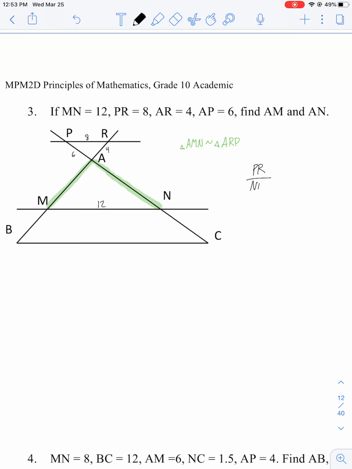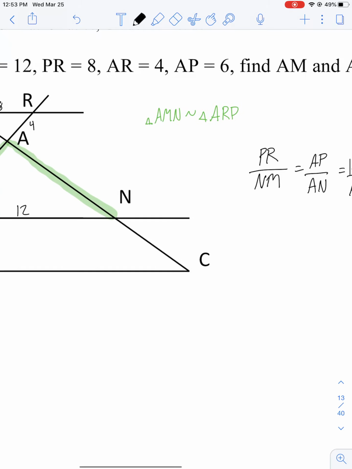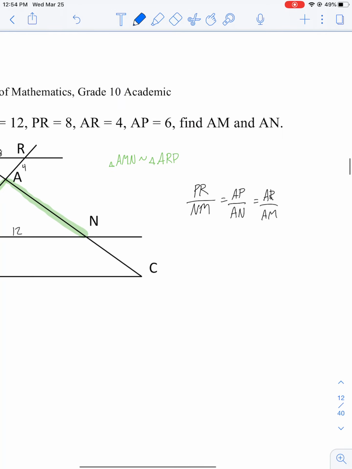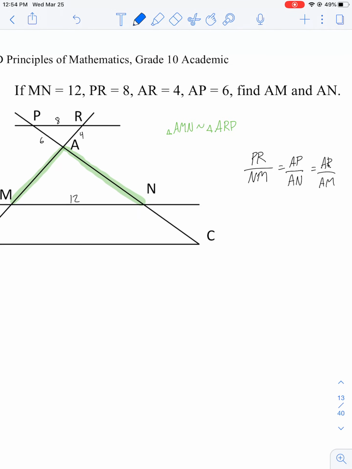So that ratio needs to be in the same ratio that AP is to AN, and that AR is to AM. Once again, we have 3 sets of equations there, or 2 equal signs. We can just work with bits and pieces at a time. So let's take a look at the first 2. PR is our base, is 8.